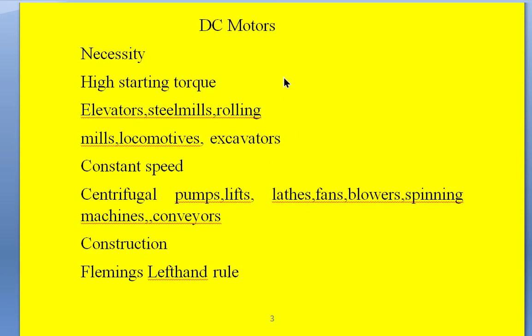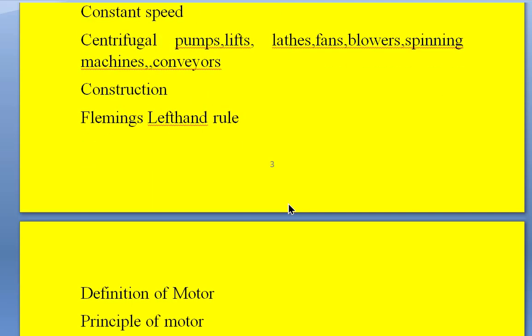Whereas there are applications where we need the constant speed, that is conveyors, spinning machines, blowers, fans, lathe machines, lift pumps, that is centrifugal pumps. So we need constant speed machines. For this we use DC shunt motors. So keeping this in view, it is necessary to know their construction, their principle, etc.